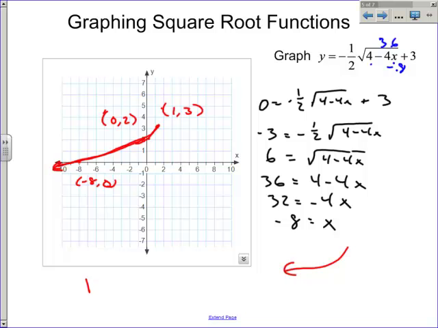What's the range of this graph? Well, look, it doesn't have a minimum, so it goes from negative infinity. The highest y value I can get, even though it looks like a little over 3, is actually 3. My range goes from negative infinity to 3.